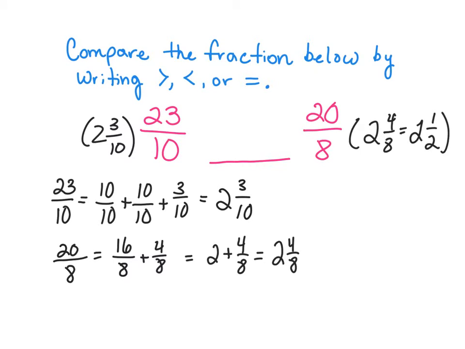So if we look at 2 and 3/10 and 2 and a half, we know the whole is the same, so that doesn't help us. But the half is greater than 3/10. So automatically 28 is larger than 23/10.